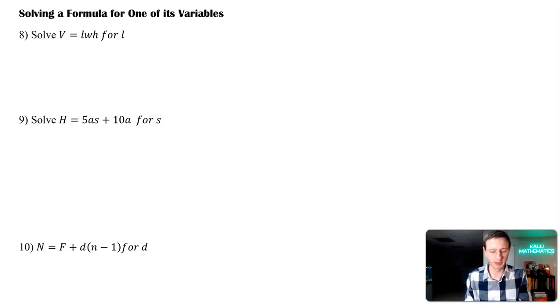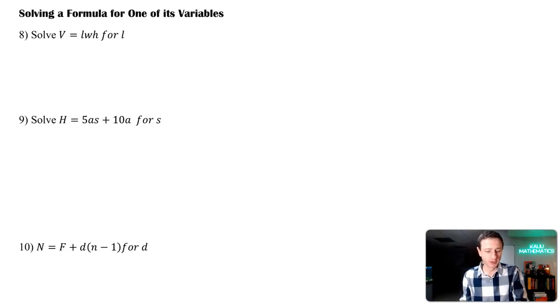Let's take a look at solving a formula for one of its variables. This is also referred to as solving literal equations. We're just taking a formula and solving for a variable. For the first formula, we have volume equals length times width times height, and we are solving for L. So it's telling us we've got to solve for the variable L.